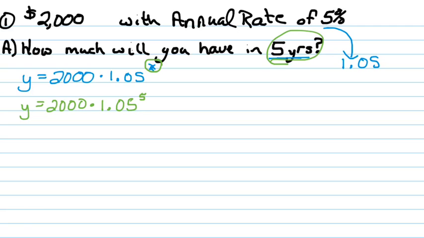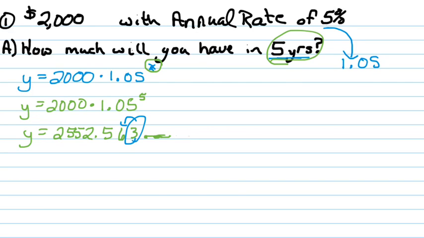And so we have 2,000 times 1.05 to the 5th. And when you type that in your calculator, what you come up with is 2,552.563, and it keeps on going. With money, we round to the nearest hundredth. So this 3 is our last number. What does this 3 tell the 6 to do? It tells it to stay the same.